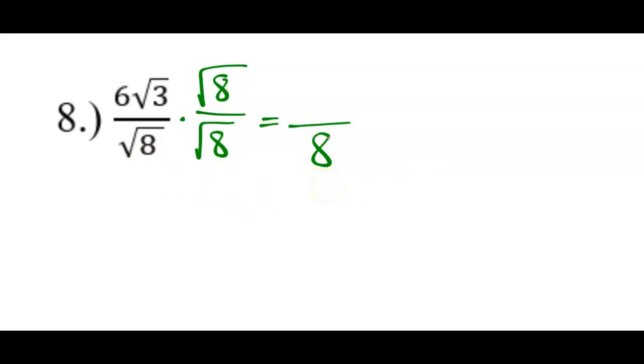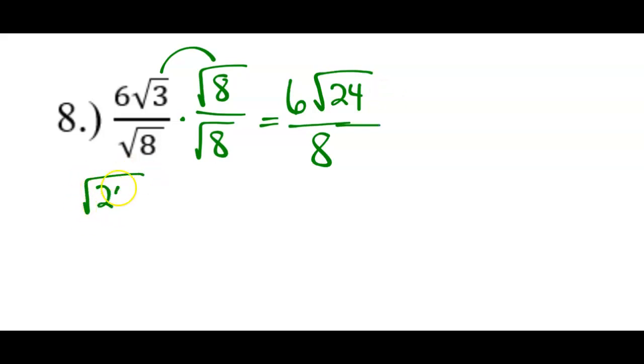Okay? Now what about this? Ooh, I have to multiply these. So I bring down my 6. And 8 times 3 is 24. Well, 24's got to have a perfect square in it. It's got to. So that's not in standard radical form. So I need to bring out whatever I can bring out. So let's look at what the square root of 24 is.